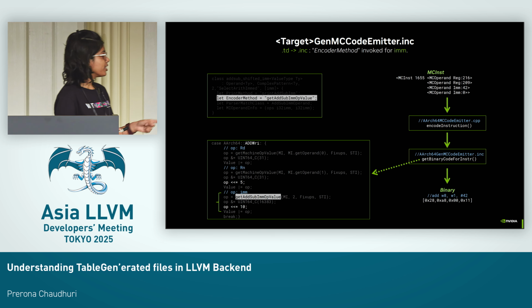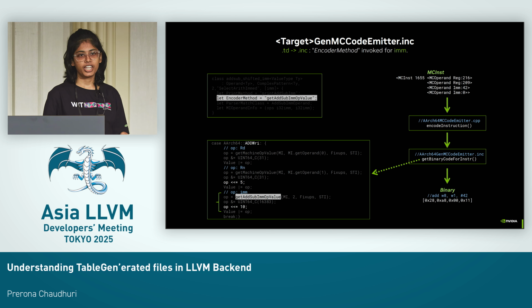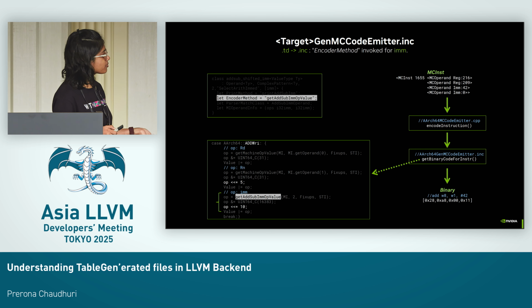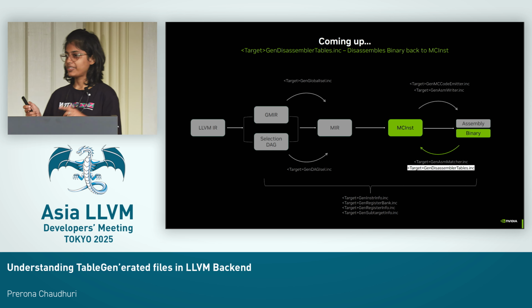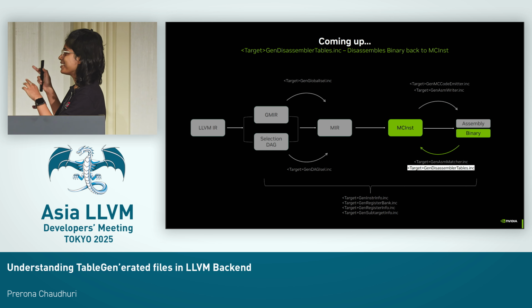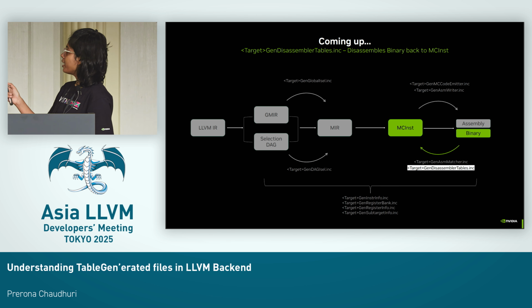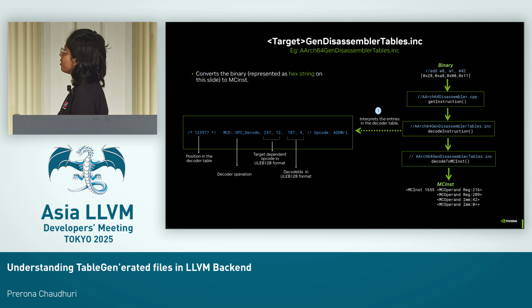One thing that you should understand here is that the encoder method that you are defining in the TD record gets invoked while you are doing the encoding. The next file that I'm going to look at does semantically the opposite, basically converts your binary back to the MC inst. That's called gen disassembler tables.inc.